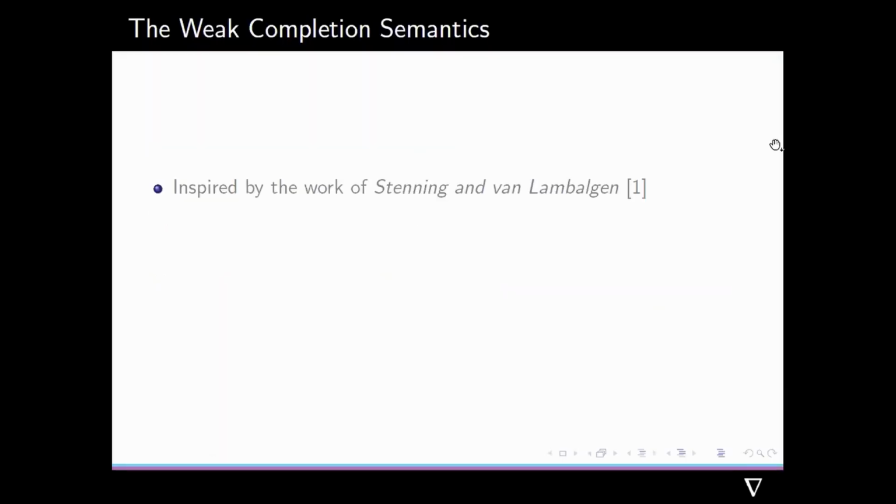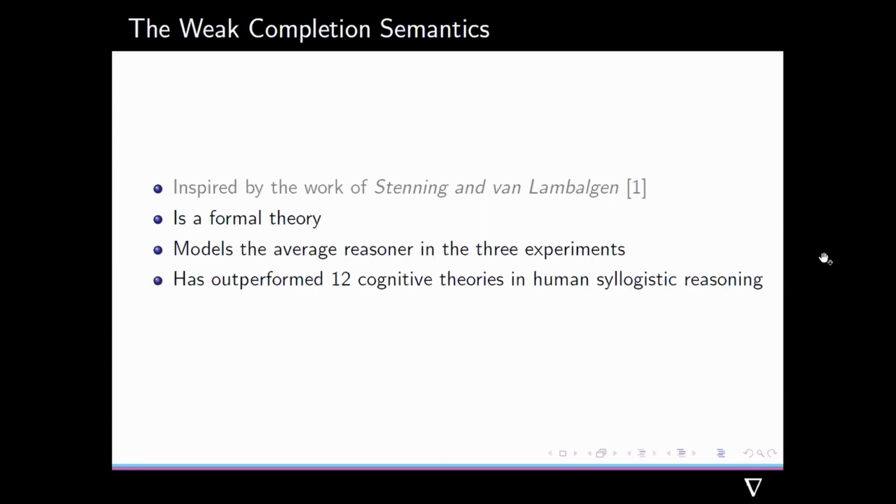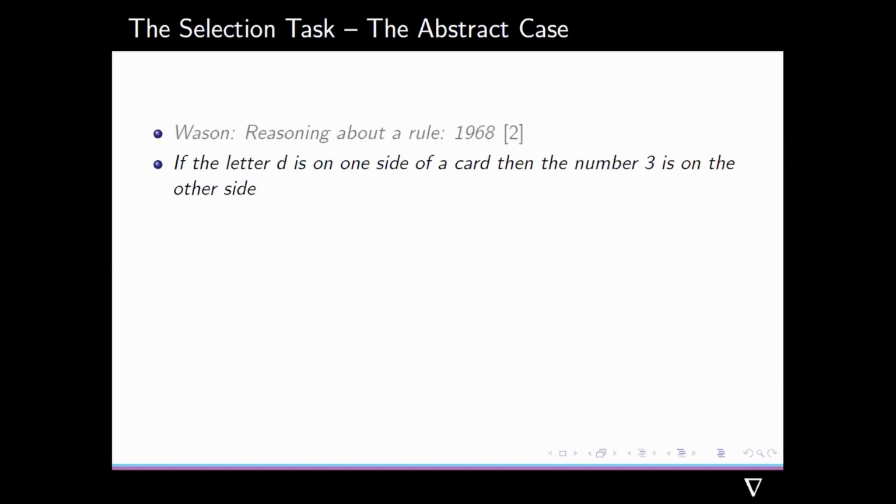The weak completion semantics is a formal theory that models human reasoning as logic programs, and it actually models the average reasoner in 3 experiments, such as the selection task and human syllogistic reasoning. And it has already outperformed 12 cognitive theories in human syllogistic reasoning specifically.